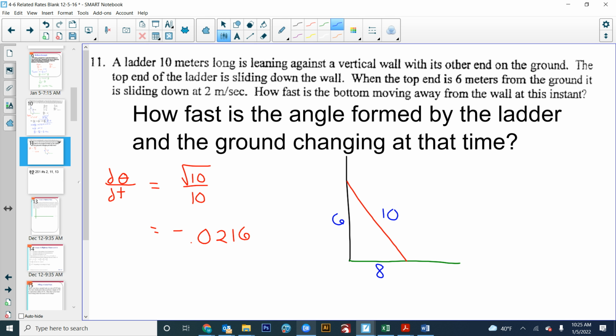If you would have taken a picture of me as the ladder was falling, the top of the ladder was 6 feet up. The bottom of the ladder is 8 feet out. I know this is not to scale. But the rate at which the angle we're trying to find changes is that angle right there. Here are your choices.